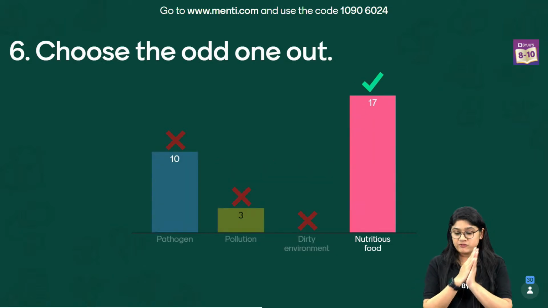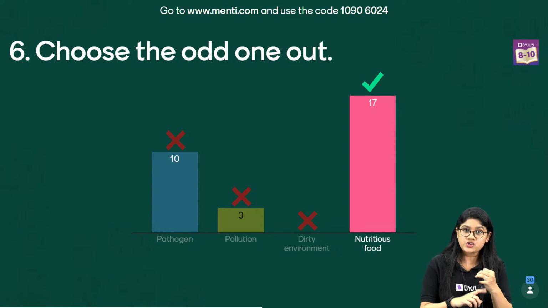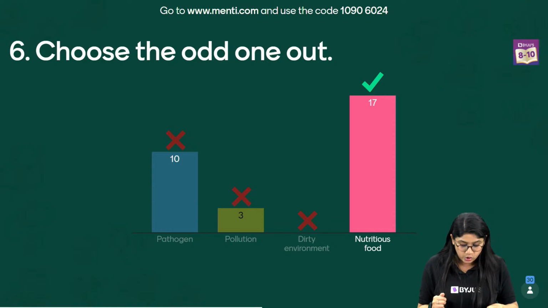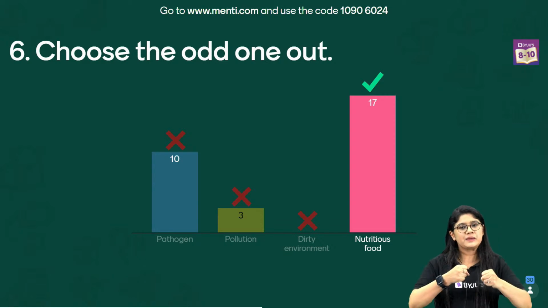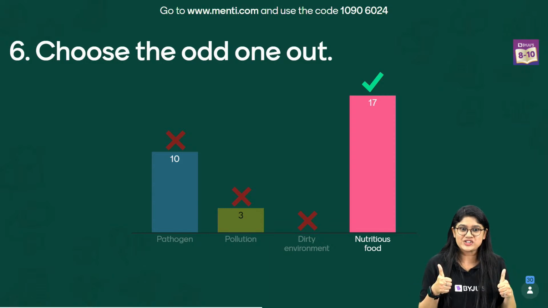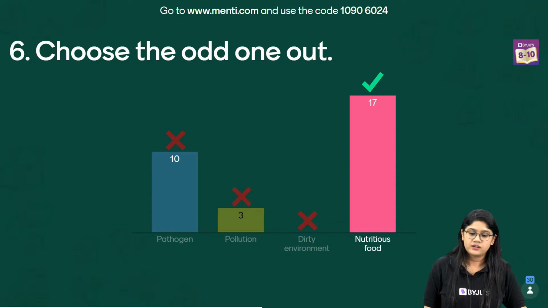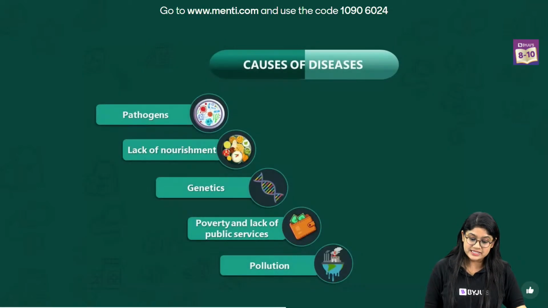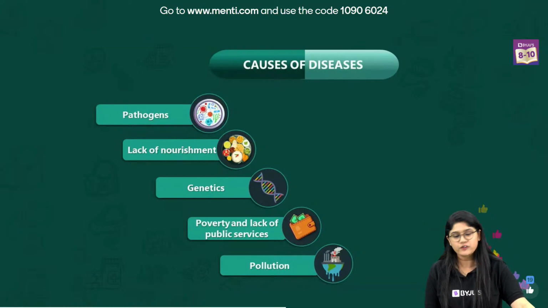So 17 of you have voted for nutritious food. Of course, we know that pathogen, pollution, and dirty environment are the causes, right? They'll be causing a disease, whereas nutritious food will be keeping us healthy. Interesting, right? So option number D, the last option, is the correct answer. Now, let's move ahead and see the solution part of it. All of these are the causes of the disease. I can see a lot of thumbs up over here. I hope you're enjoying these question sessions with us.